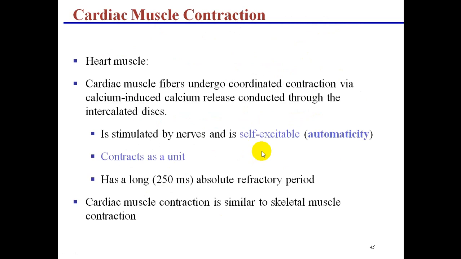So heart muscle, cardiac muscle fibers, undergo coordinated contraction via calcium-induced calcium release conducted through the intercalated disc. It is stimulated by nerves and is also self-excitable, as we said, automaticity. It contracts as a syncytium, as one unit, and has a long absolute refractory period of about 250 milliseconds, with a delay of the impulse in the AV node. Cardiac muscle contracts similarly to skeletal muscle, with some exceptions as we discussed.